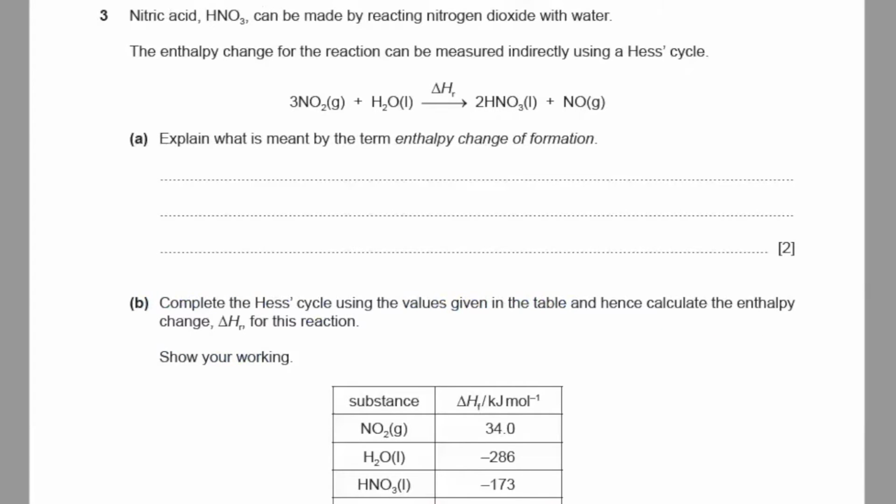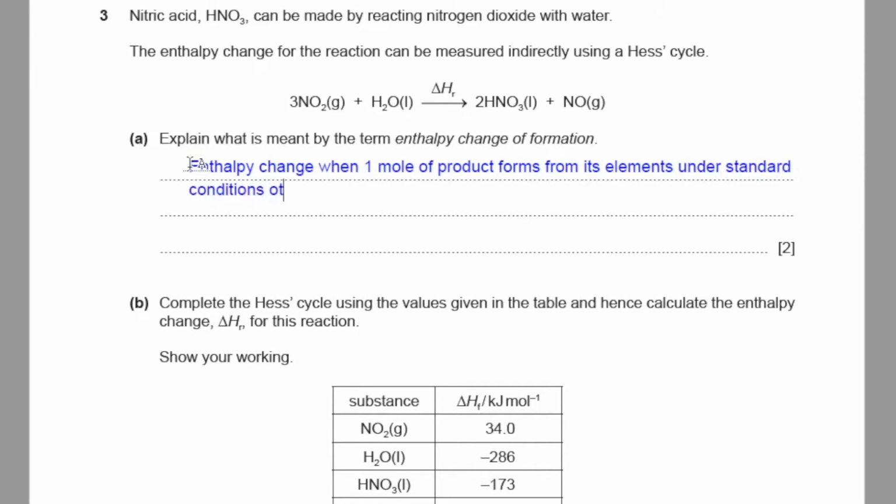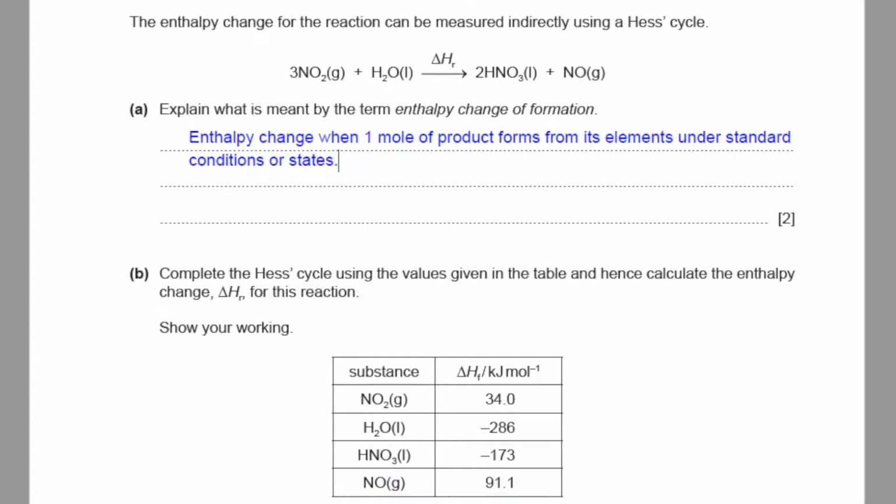Question number 3, nitric acid can be made by reacting nitrogen dioxide with water. The enthalpy change for the reaction can be measured indirectly using a Hess cycle. Part A, explain what is meant by the term enthalpy change of formation. So that's an enthalpy change or energy change when 1 mole of product forms from its elements under standard conditions or states. All the enthalpy change definitions, you will need to learn them.